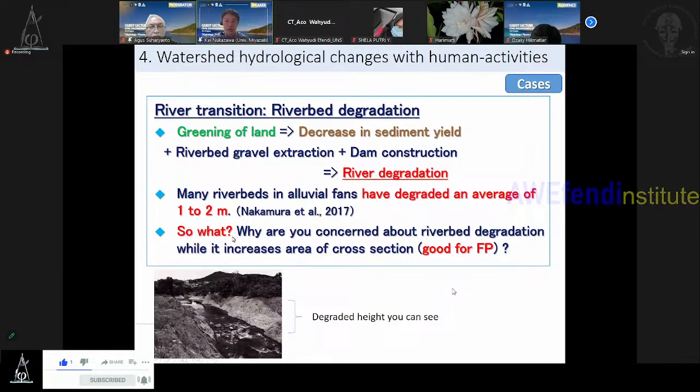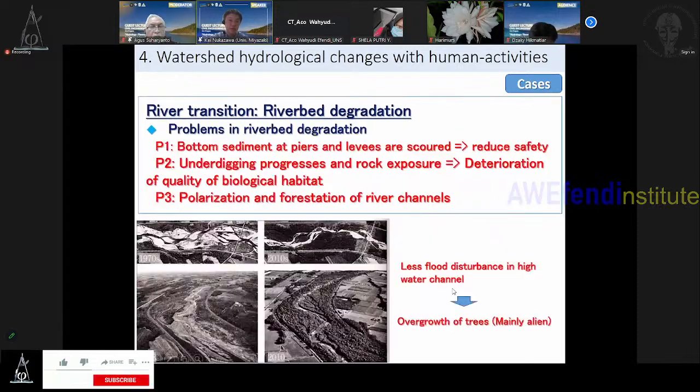But you may think it is natural. River degradation is preferable for flood protection because river degradation expands the cross-sectional area of the river. So it may actually be good for flood protection. But unfortunately, river degradation has many disadvantages. So, problems in riverbed degradation.